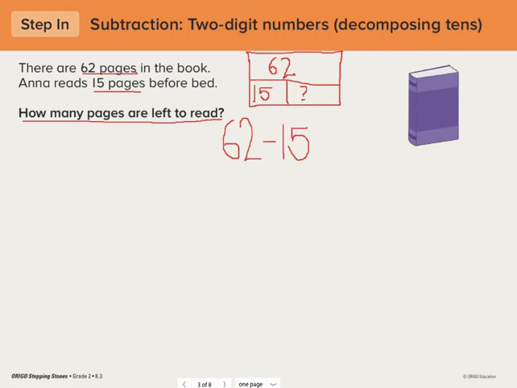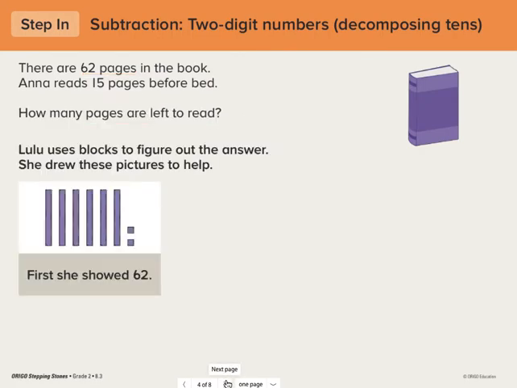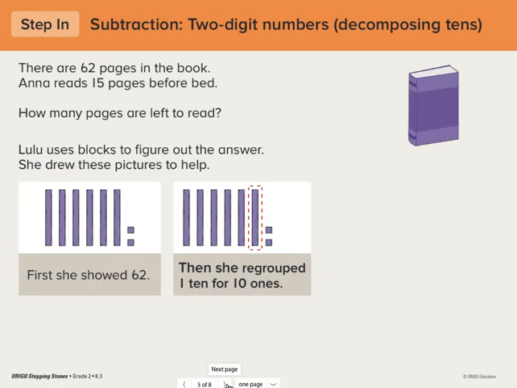Now let's see how they solved it here. So Lulu uses blocks to figure out the answer. She drew these pictures to help. First, she showed 62. So she drew 62 blocks. Let's check and make sure she did it correctly. 10, 20, 30, 40, 50, 60, 1, 2.